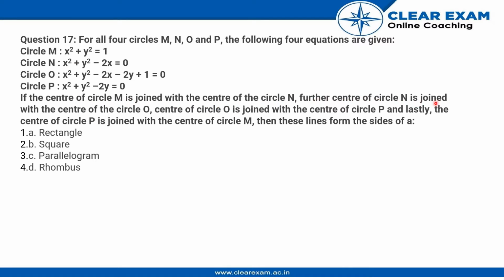If the center of the circle M is joined with the center of the circle N, further the center of the circle N is joined with the center of the circle O, the center of the circle O is joined with the center of the circle P, and lastly the center of the circle P is joined with the center of the circle M, then these lines form the sides of.